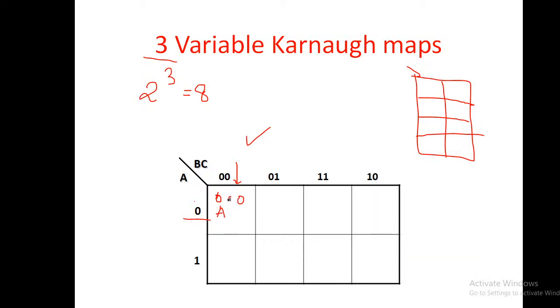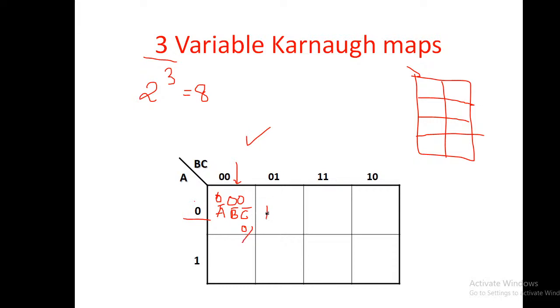Okay. So this I will be writing 0 0 0. So a is 0, then b and c both are 0. So a is 0 means it will be a bar, b is 0 means it will be b bar, and c is 0 is c bar. So this min term value will be 0. I am not writing m, I am just writing the min term, okay?